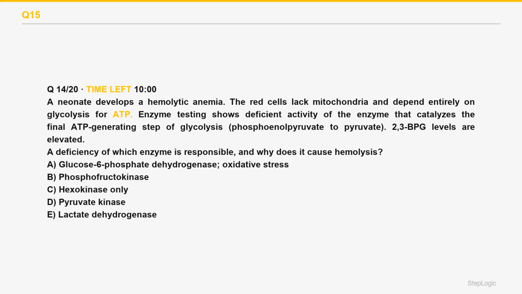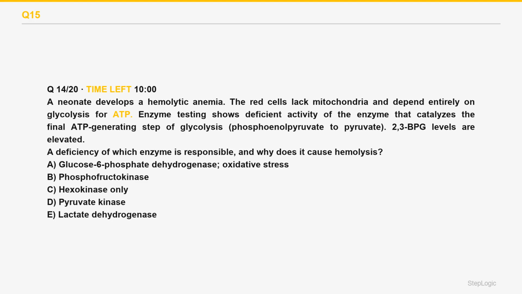A deficiency of which enzyme is responsible, and why does it cause hemolysis? A neonate develops a hemolytic anemia. The red cells lack mitochondria and depend entirely on glycolysis for ATP. Enzyme testing shows deficient activity of the enzyme that catalyzes the final ATP-generating step of glycolysis, phosphoenolpyruvate to pyruvate.